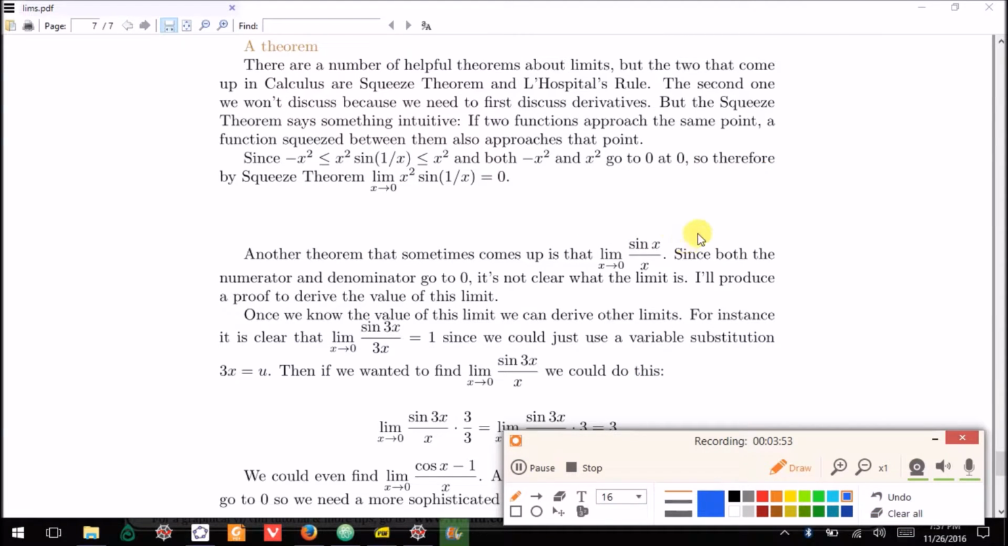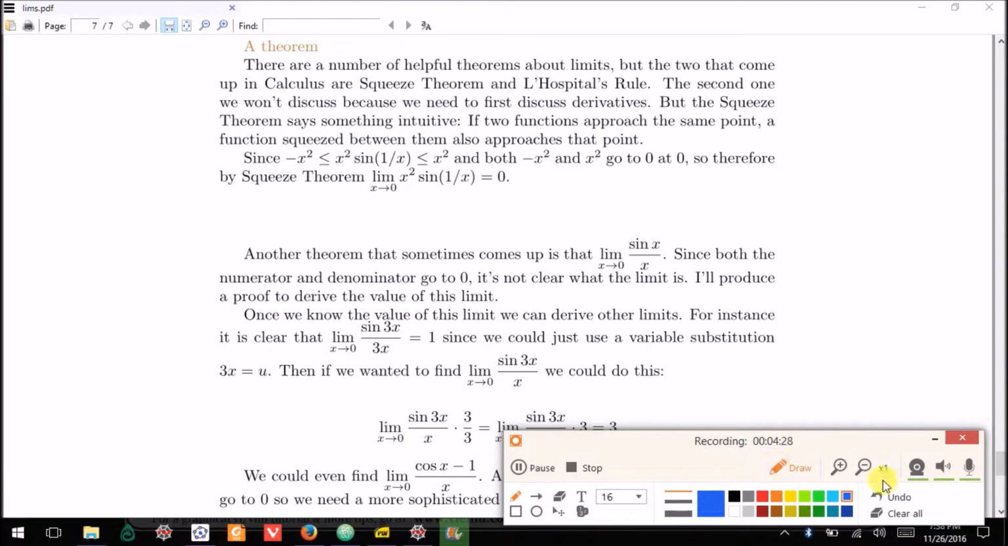Now, for the rest of the video, I'm going to provide a proof that the limit as x goes to 0 of sine x over x is equal to 1, which is something you might not have expected. The top goes to 0, the bottom also goes to 0. So what does this do? Well, if the top went to some other number like 1, then we'd say it just goes to infinity. But since they both go to 0, it's really hard. There's no universal rule for what happens there. So we have to come up with some other way of deriving the value.